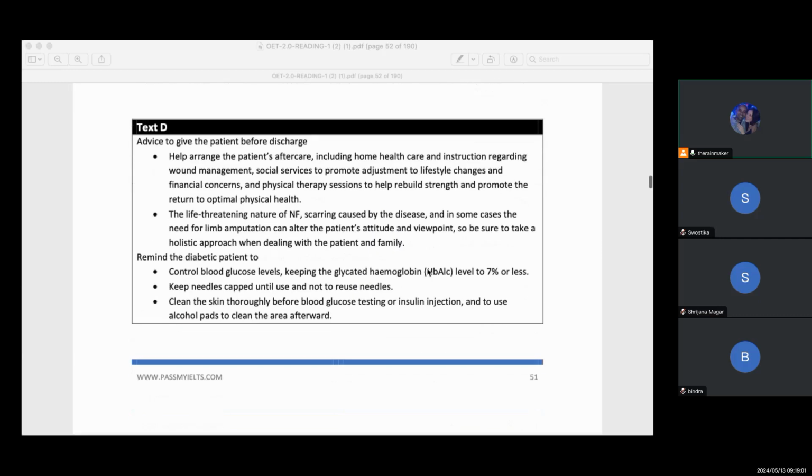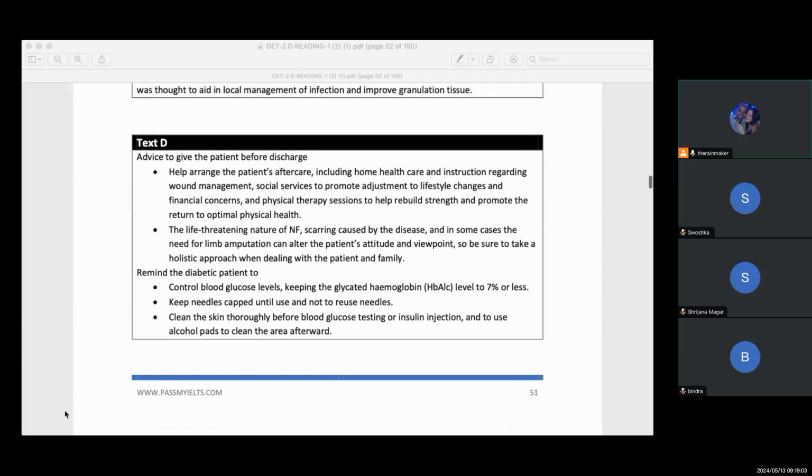Now look at D. I'll give you a minute, check it out. It already has a heading, see? Advice to give the patient before discharge. Remind the diabetic patient too. Before discharge, the patient is going home, isn't it? So we can call it the future paragraph, yeah? This is 7%. You should underline these numbers and put a heart there. If the question is related to a number, we're just going to refer to the heart and find it quick. Yeah, just read it anyways. Just skim it.